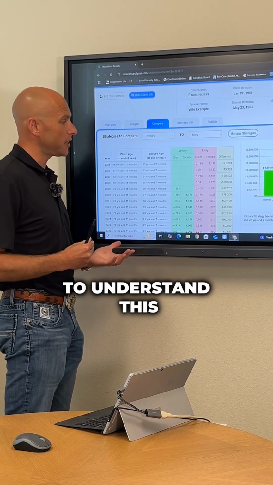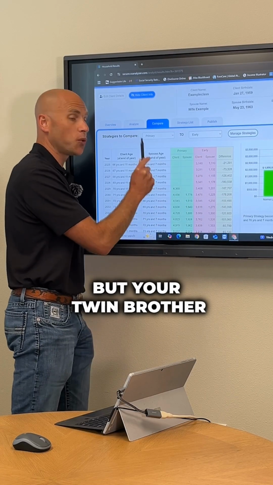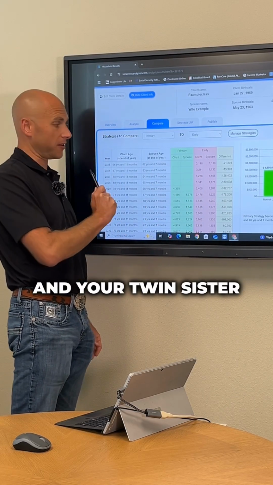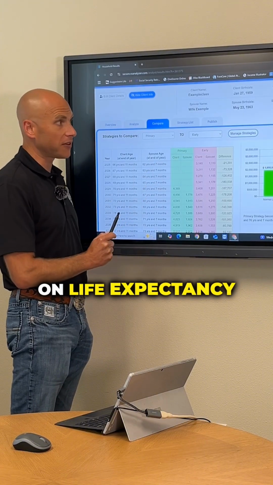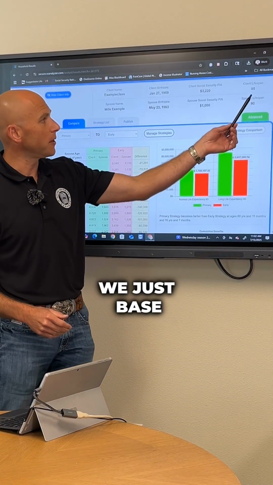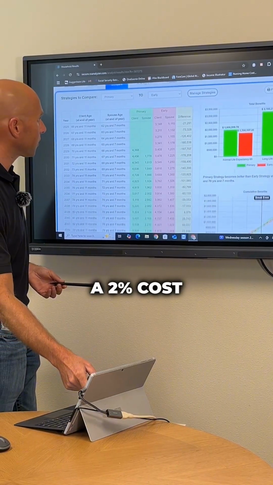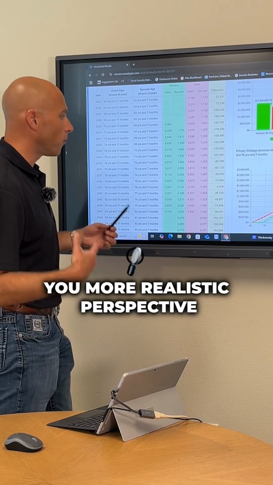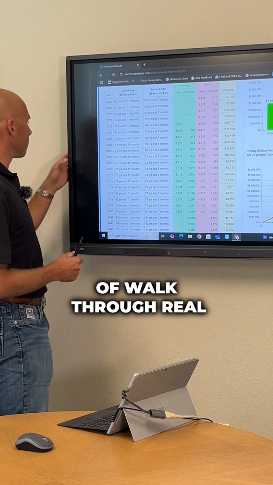The best way to understand this is, let's pretend that you are intending on taking it early, but your twin brother and your twin sister are deciding to wait to get the most out of it based on life expectancy. And you can see that here. We just base it on 85 and 90, which can be changed. We also put a 2% cost of living adjustment on here to give you a more realistic perspective, and we can adjust that as well. So let me walk through real quick what this looks like.